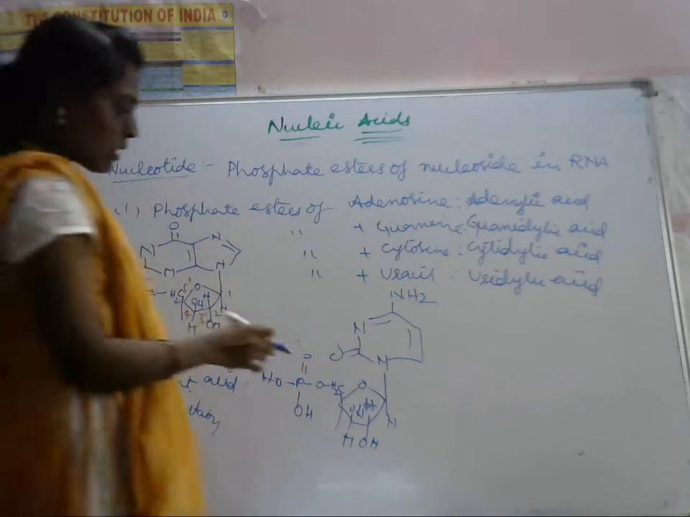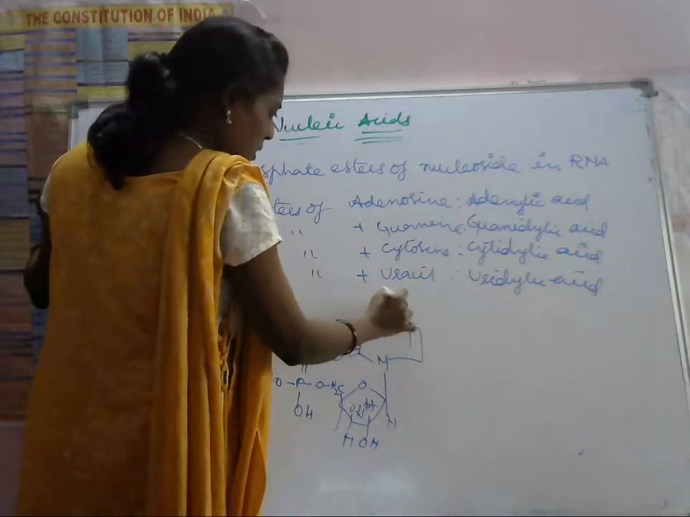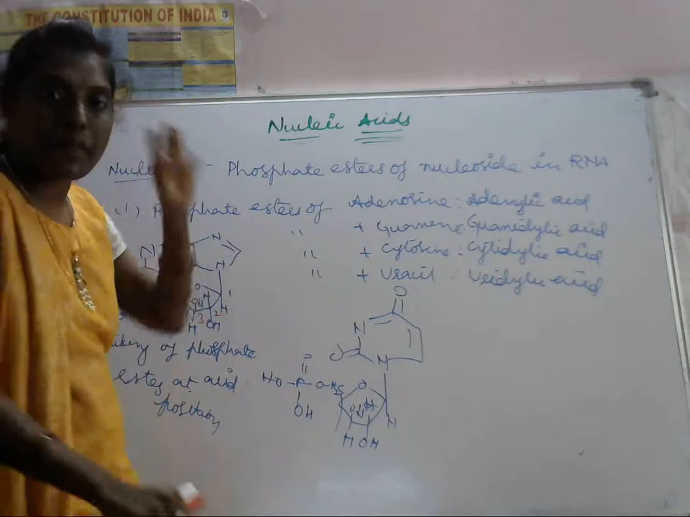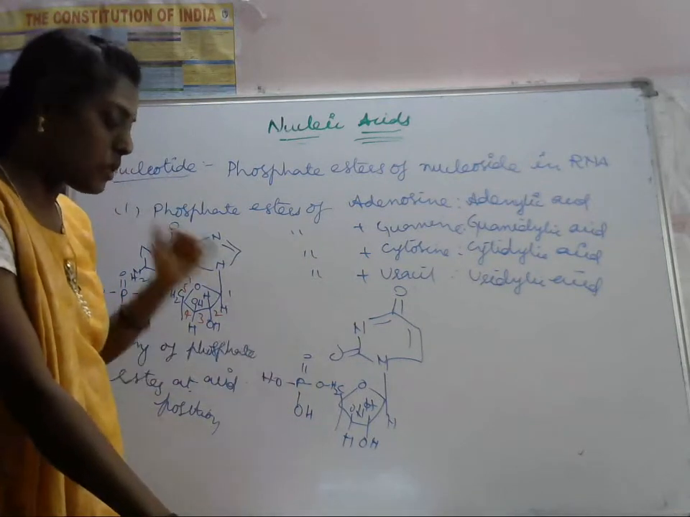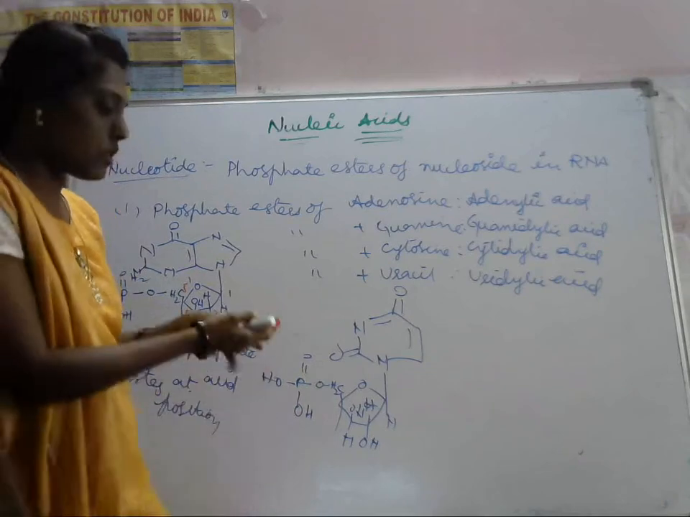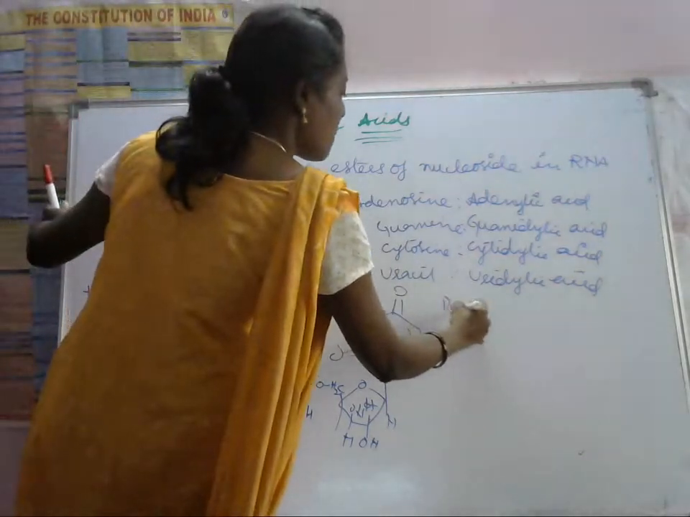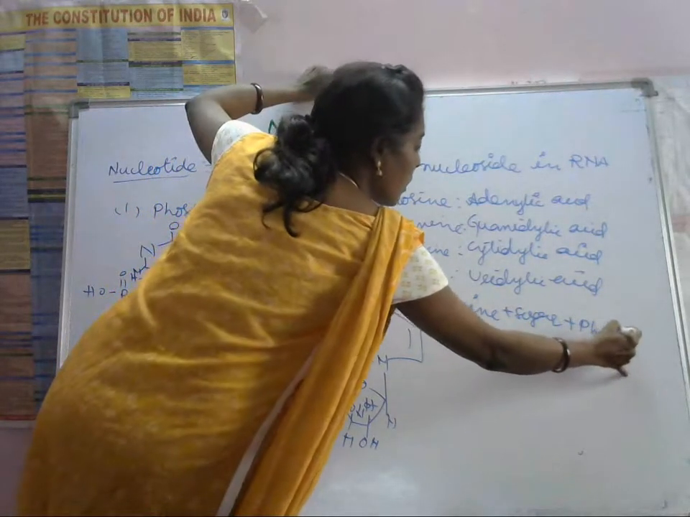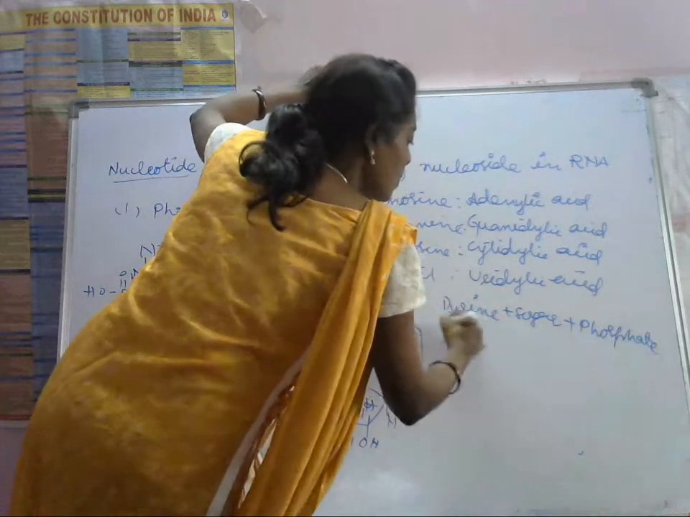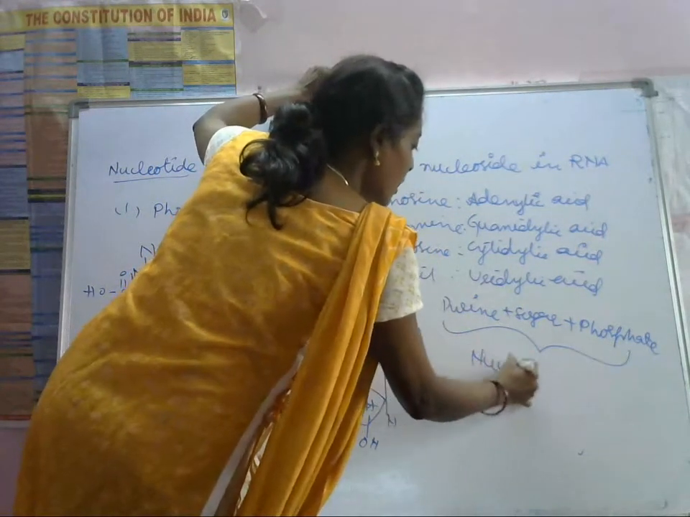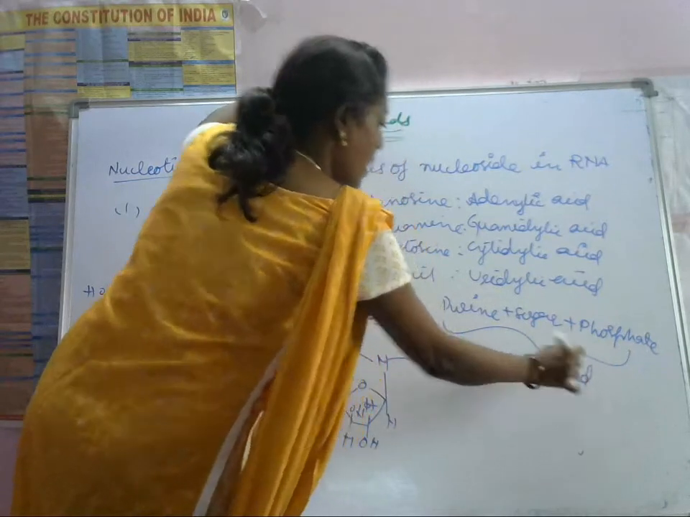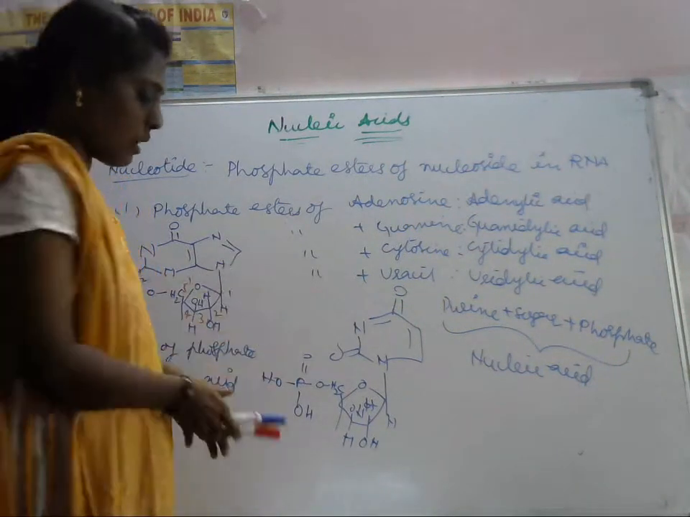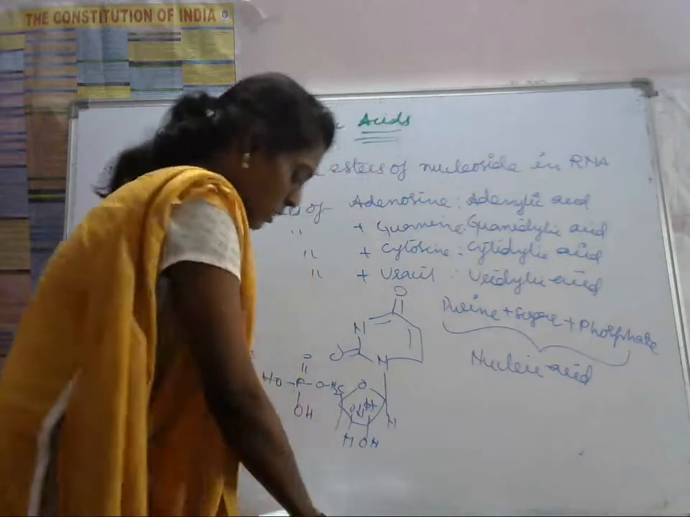Cytidilic acid. If it is uracil, if you replace this one, this is called uridylic acid. We just replace and add the phosphate groups, then it is called nucleotides. First, actually, purine plus sugar. Next, phosphate. So this is the total form of nucleic acid. Okay, so this is about this one. Let's see the next one.